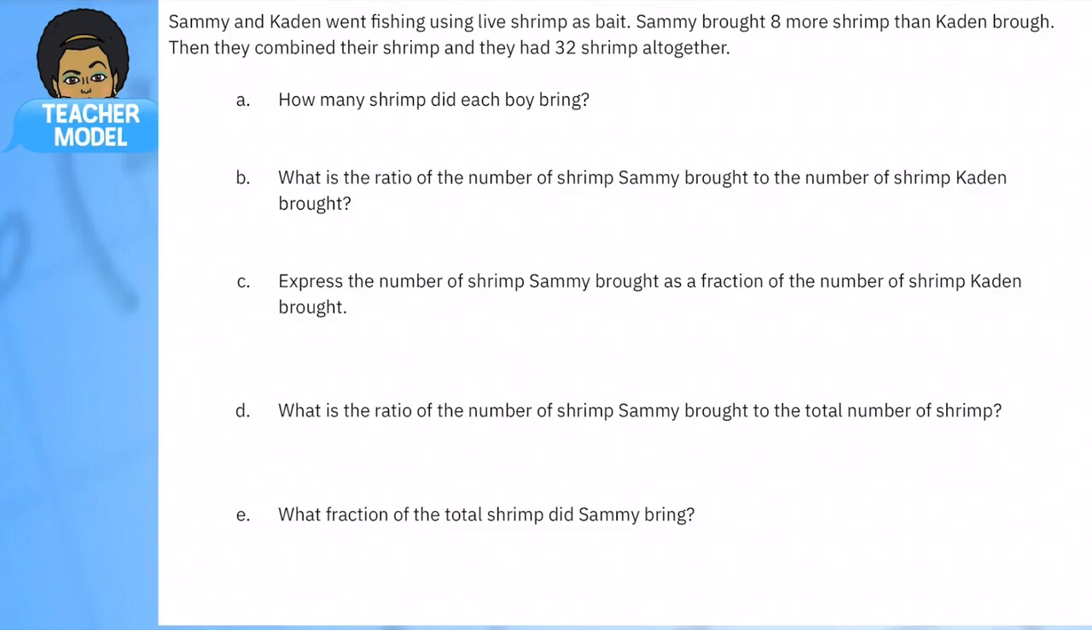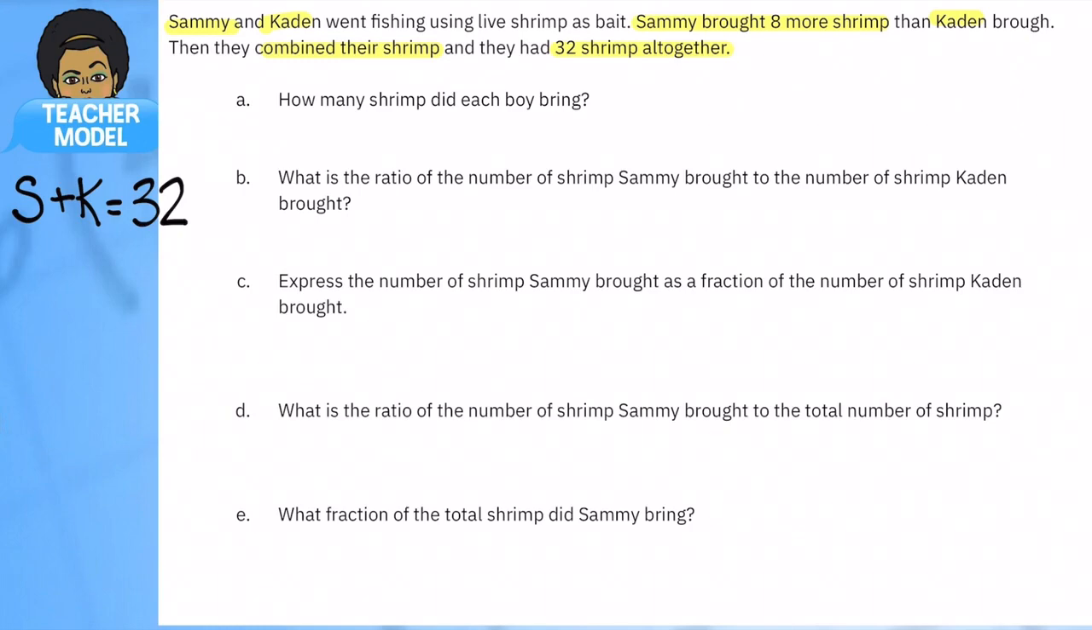And let's read the situation carefully. So we have Sammy and Caden. They went fishing. They're using shrimp for bait. Sammy brought 8 more shrimp than Caden. Then they combined their shrimp and they had 32 shrimp together. So this is a lot of information. So let's kind of just picture this out. We know we have Sammy plus Caden, and together they have 32 shrimp. We also know that Sammy has 8 more shrimp than Caden.